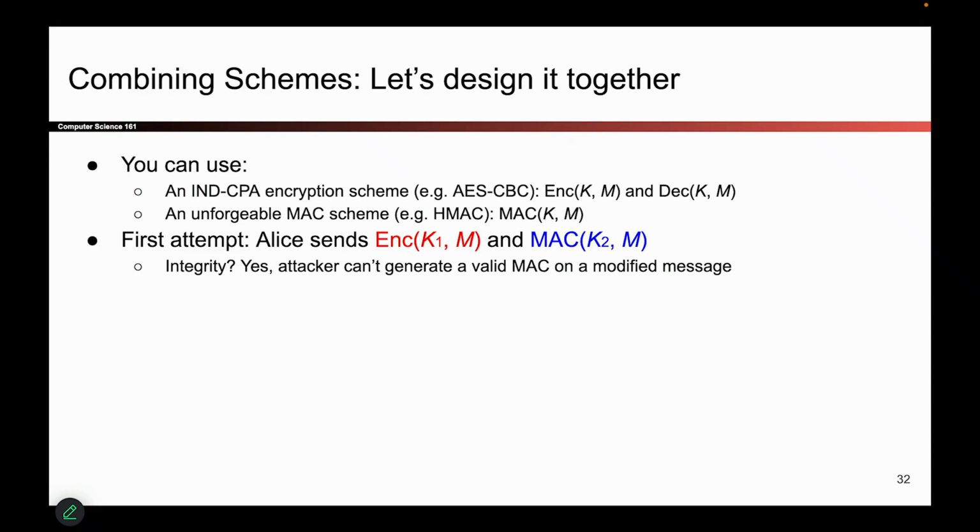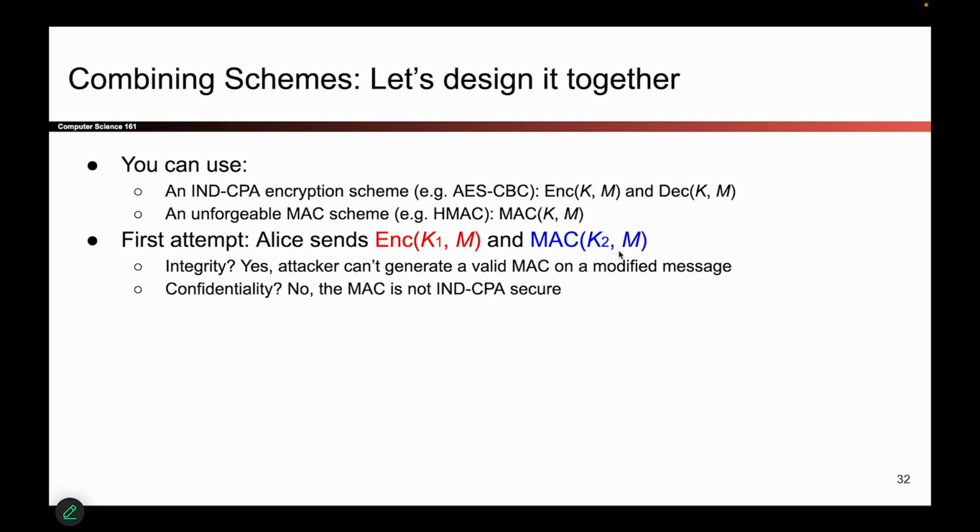What about confidentiality? That one we have to stare at a bit more carefully. And in fact, it doesn't provide confidentiality. Why? Because remember, we said that MACs don't provide confidentiality. If you compute a tag on a message, it's possible that this tag itself leaks information about the message.